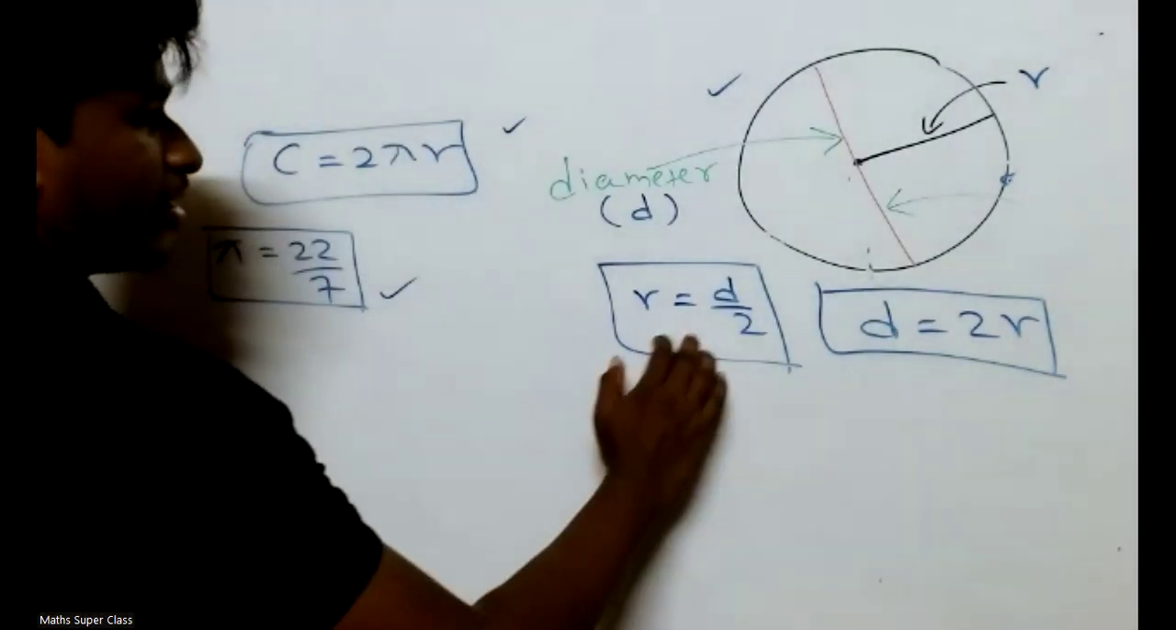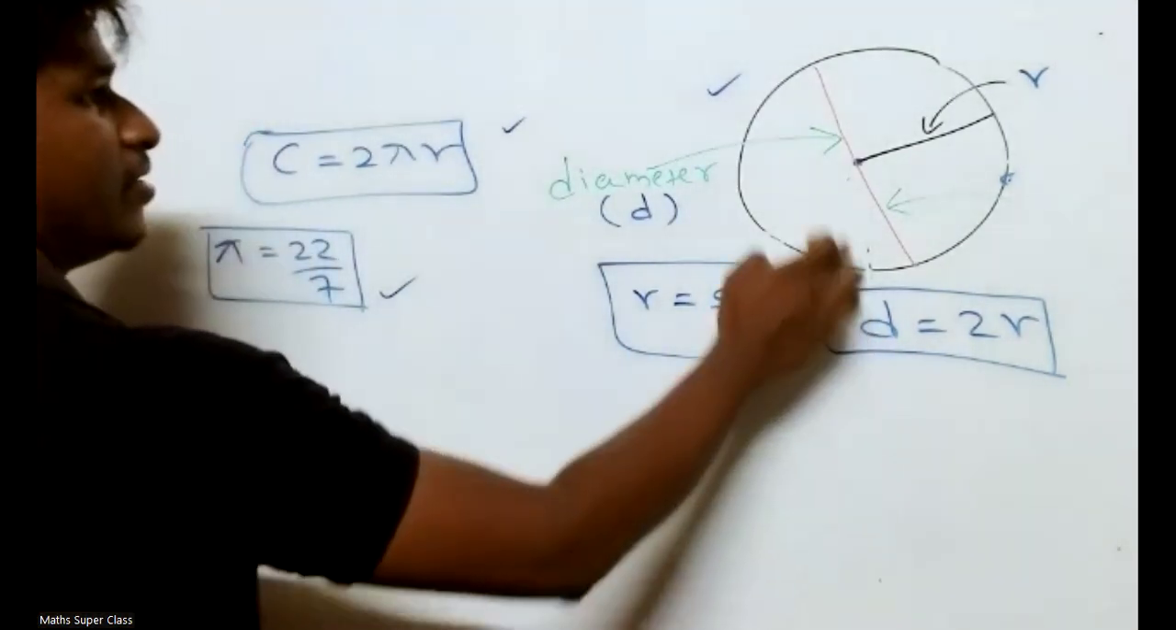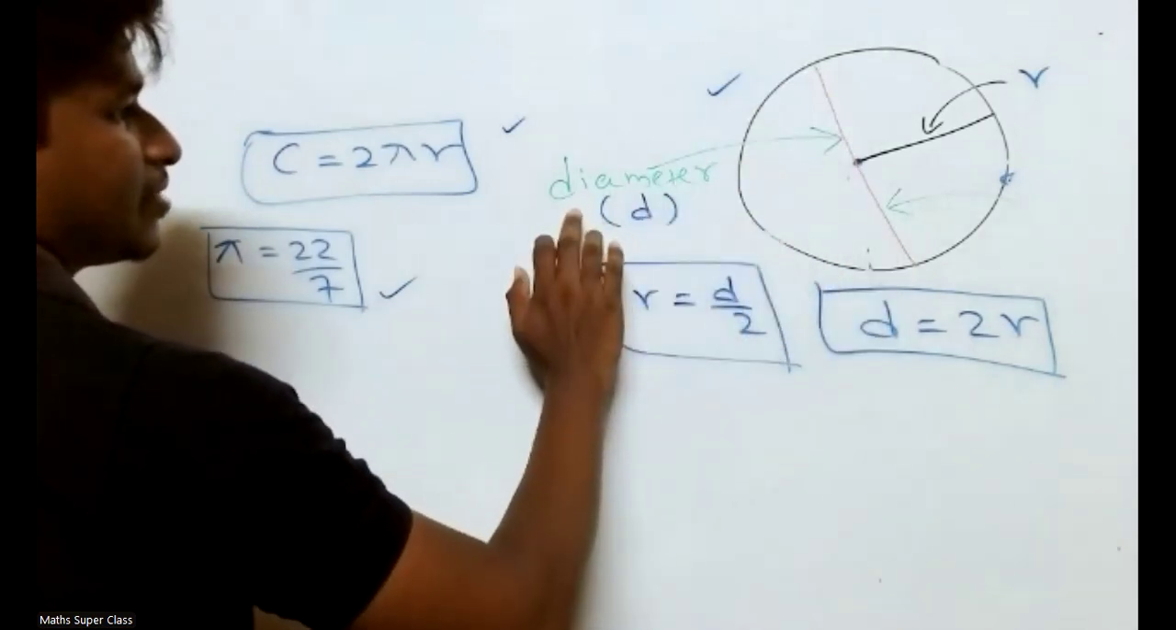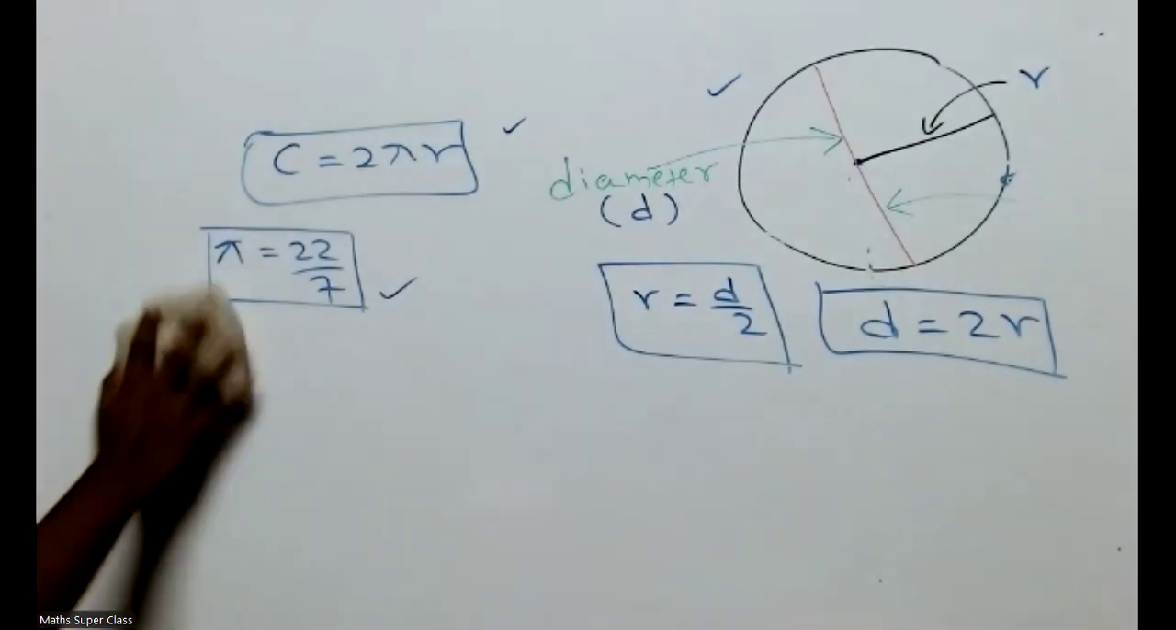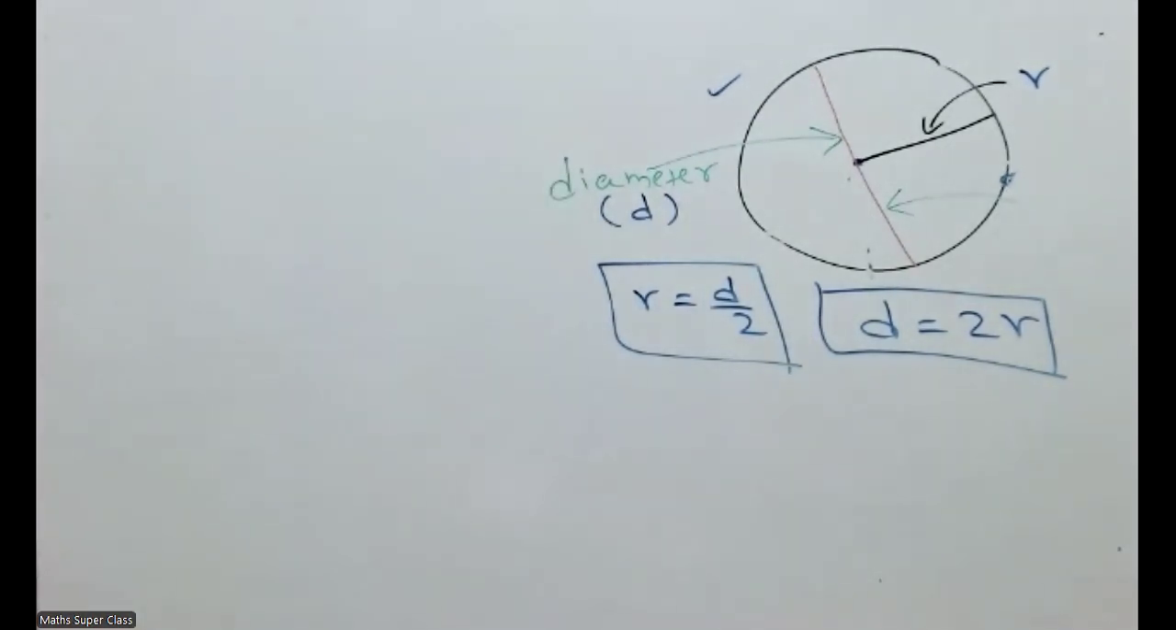Just write this down, draw this, and name it as diameter. Simple. Just for your note, okay? Then we are going to practice. This one is very simple.